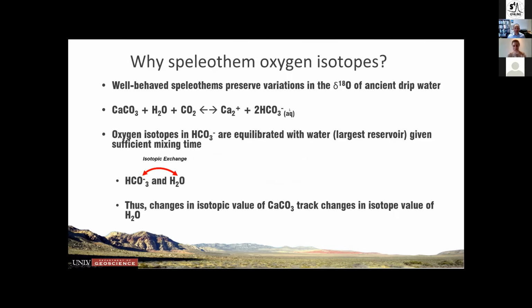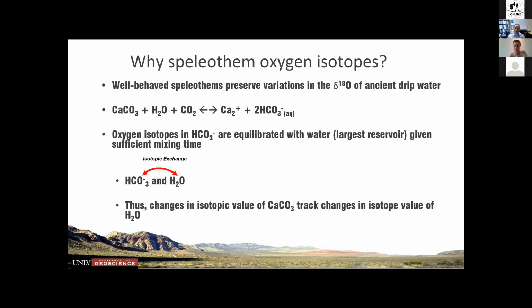And the important thing is, if we look at the bicarbonate here, this has oxygen that's being equilibrated with the oxygen in the water. So the key understanding here is that the oxygen isotopes in that bicarbonate, the HCO3, assuming proper conditions, are going to be equilibrated with the oxygen isotopic variations in the water. In that case, it's because the water is the largest reservoir. This is referring to the drip water, the water in the epikarst, et cetera.